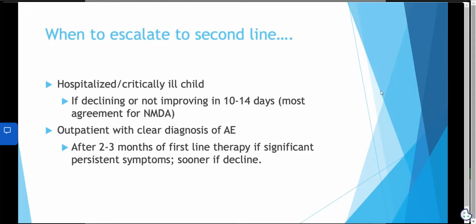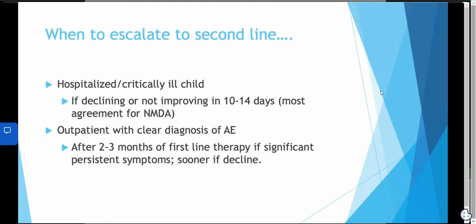Sometimes I'll hear people say, well, we gave a dose of IVIG and then we need to wait a couple of months to see the effect of that one dose. That would not typically be how we would think of that treatment working for a true autoimmune condition. So usually you're looking at sustained dosing over time when someone is started on IVIG. In patients who are being managed outpatient, who have that milder phenotype of autoimmune encephalitis, usually you're going to give 2 to 3 months to see the full effect of that first-line therapy. But you may need to escalate sooner than that if they decline.